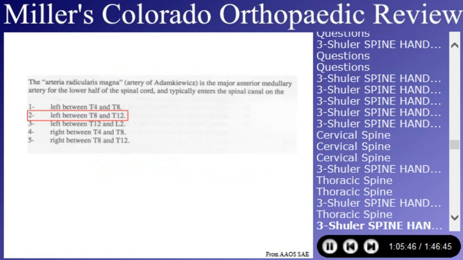Radicularis magna is a major anterior medullary artery for the lower half of the spinal cord. Typically enters the spinal canal between T8 and T12. Remember, on the left side. And I put L1 in because I also saw a reference where it actually anatomically has been on down to L1.